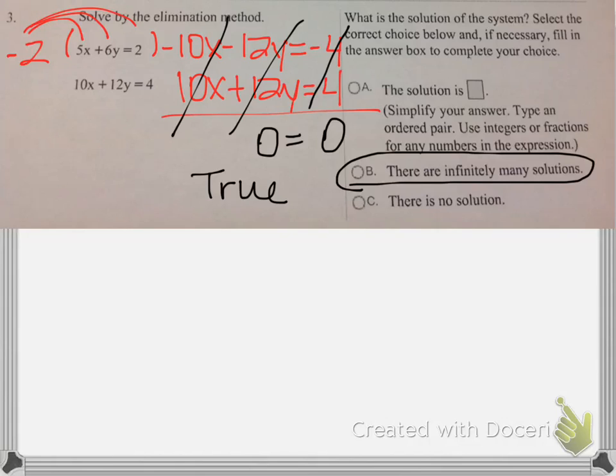Now, what I want to point out with this problem as well is, what if on the left side all of our variables disappeared and we got 0? But what if it wasn't 0 on the other side? What if it was 0 equals 5? False. It's a false statement, which means we have no solution. In other words, they're going to be parallel lines.